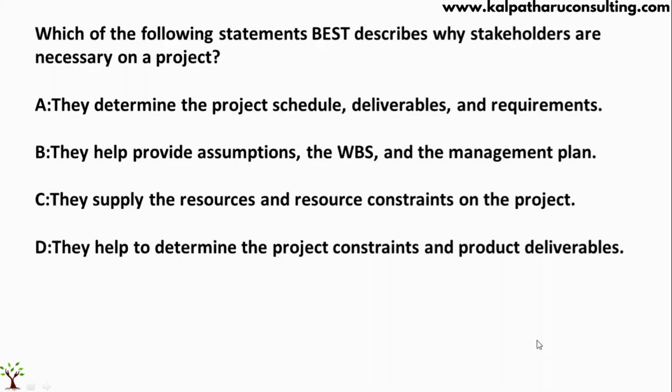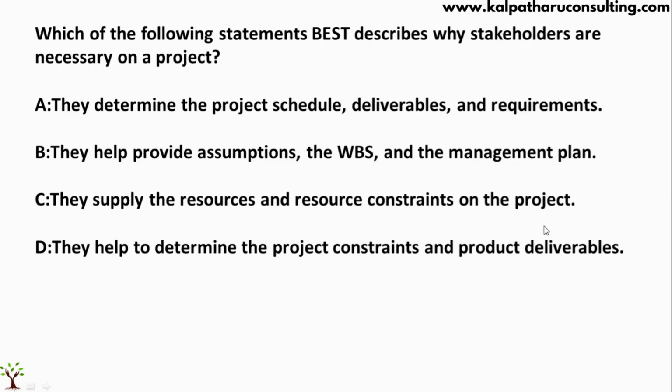So if you see the statement, which of the following statements best describes why stakeholders are necessary on a project? So the importance of having a stakeholder in a project. Option A states, they determine the project schedule, deliverables and requirements. B, they help provide assumptions, the WBS and the management plan. C, they supply the resources and the resource constraints on the project. D, they help to determine the project constraints and product deliverables.